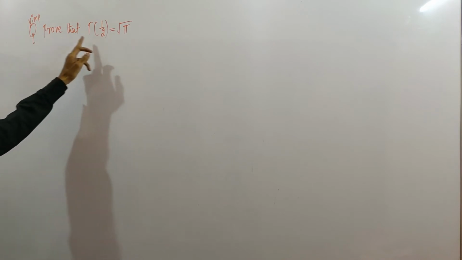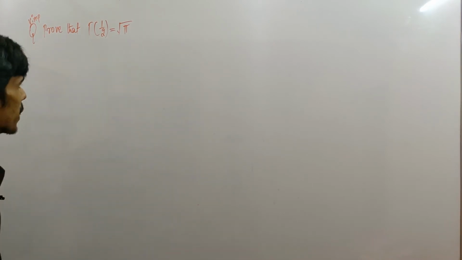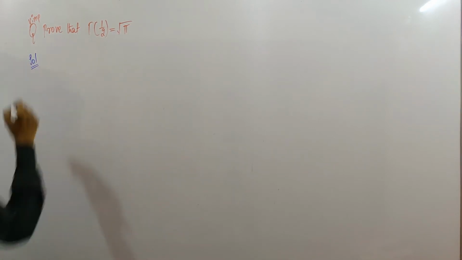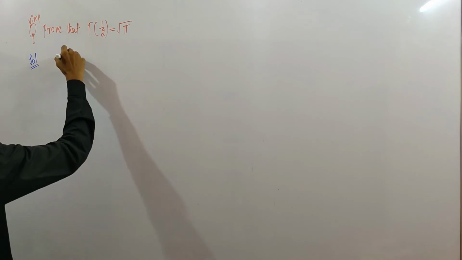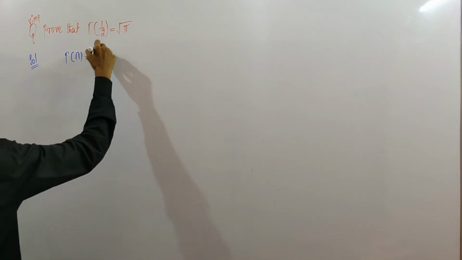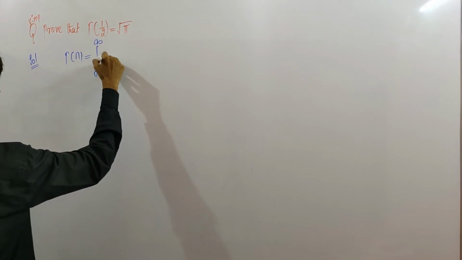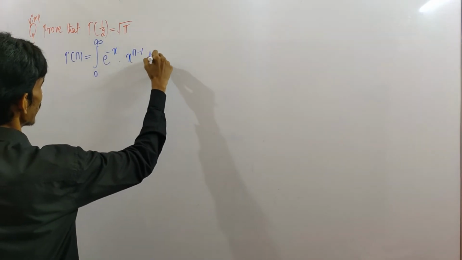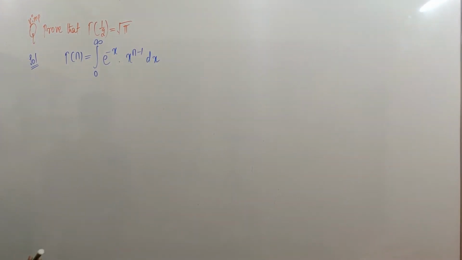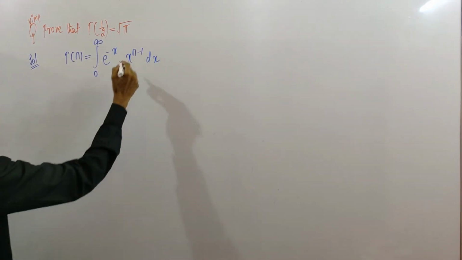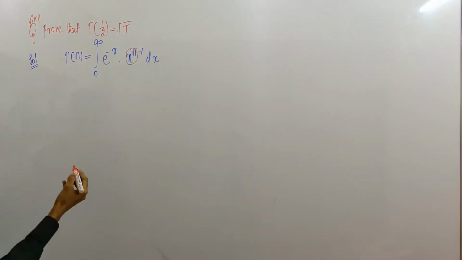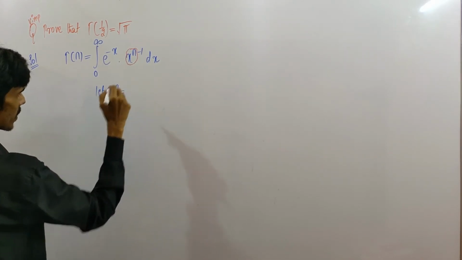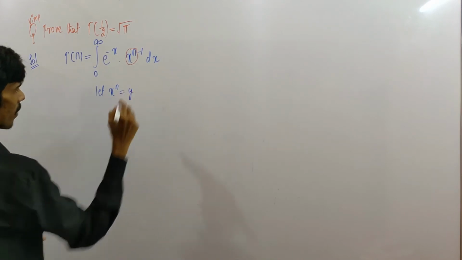Now let us prove gamma of 1 by 2 is root pi. This is a very important relation. Now let us see the proof of this. We know that gamma of n is the integral 0 to infinity e power of minus x into x power of n minus 1 dx. Here we have x power of n. Let us suppose this x power of n as a new dummy variable y.